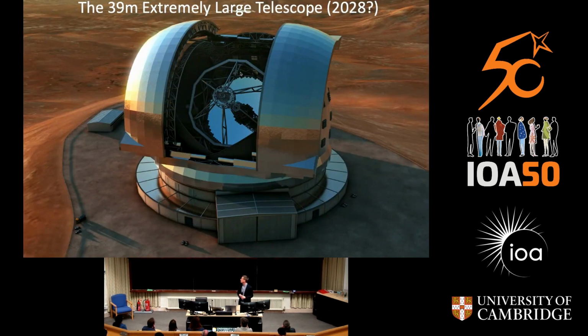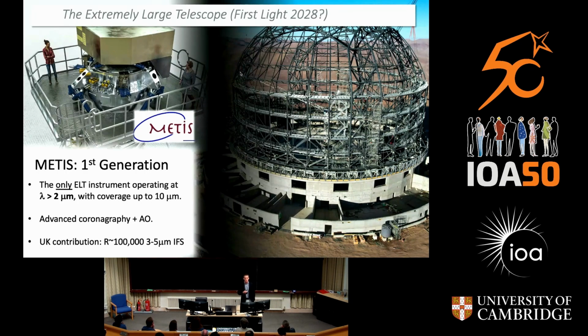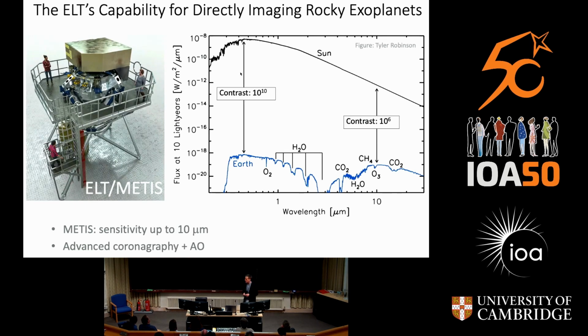But I think we can actually have a shortcut with the ELT, and this is a nice CGI image of this observatory, but I want to make sure everybody's aware of the progress. Jane showed herself standing in front of it, but the progress is truly remarkable. METIS, as Jane mentioned, is one of the first generation instruments. This is the only instrument operating longward of 2 microns. It will have advanced coronagraphy and AO, but it'll also have a resolution 100,000 spectrograph at 3 to 5 microns. And this is the UK's primary contribution to this. Since METIS can operate at 10 microns, this is a very powerful opportunity to characterize the nearest Earth-like planets.